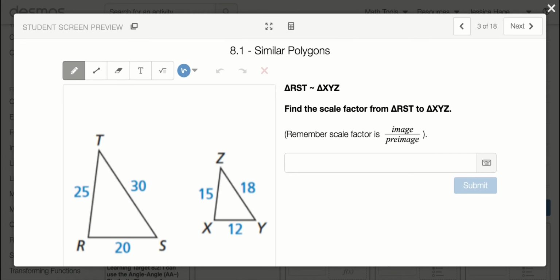Slide 3 is a practice question about scale factor. So we have triangle RST is similar to triangle XYZ. We want to find the scale factor going from the triangle on the left, RST, to the triangle on the right, XYZ. So I'm going to draw an arrow. And we can clearly see that our triangle is getting smaller. So that means when we calculate a scale factor, which is a number, we want K to be less than 1.